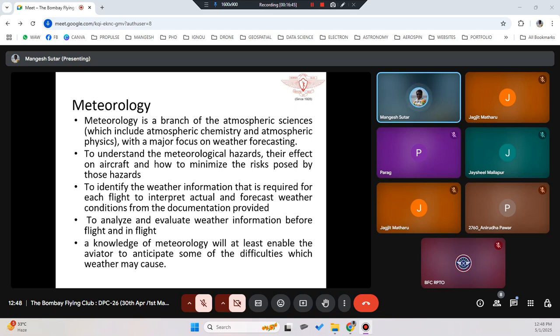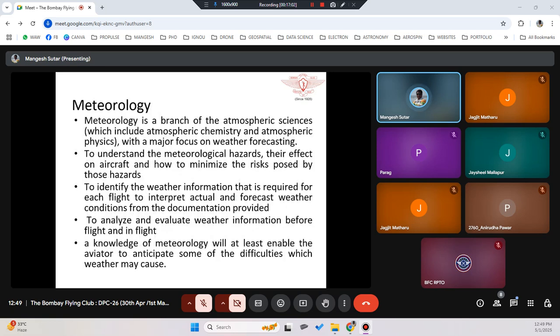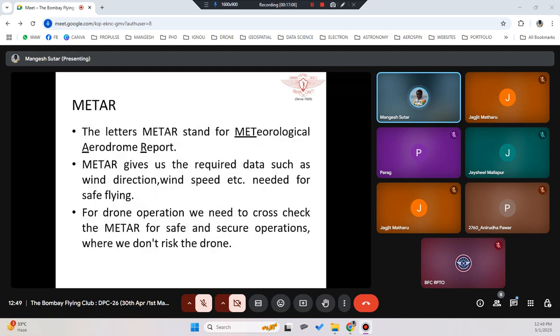What are those four parameters? Pressure, temperature, density, and what? Pressure, temperature, density, and humidity. Or viscosity, what we call. So these four parameters will vary. You should know, with respect to the location, what the current situation over there is.